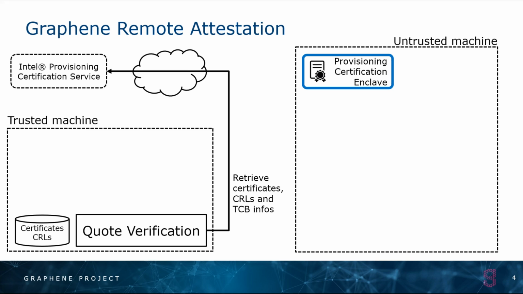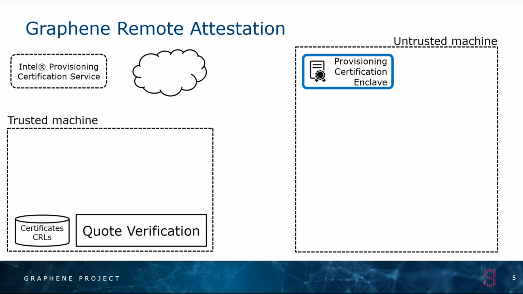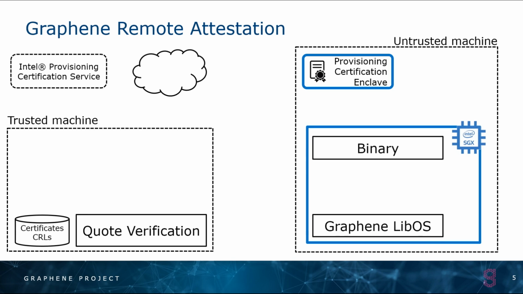This information can be cached in a local database so that the user doesn't have to establish an internet connection to the Provisioning Certification Service every time she runs a workload on the remote untrusted machine. The user also installs quote verification software that runs all the required checks during remote attestation. Now the user ships the application binary and the Graphene runtime to the remote untrusted machine. Note that no sensitive inputs are shipped to the remote machine just yet.